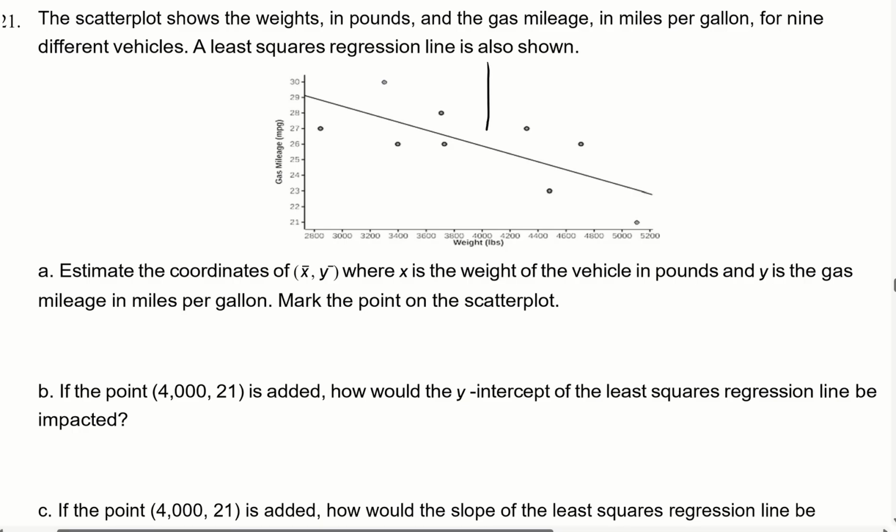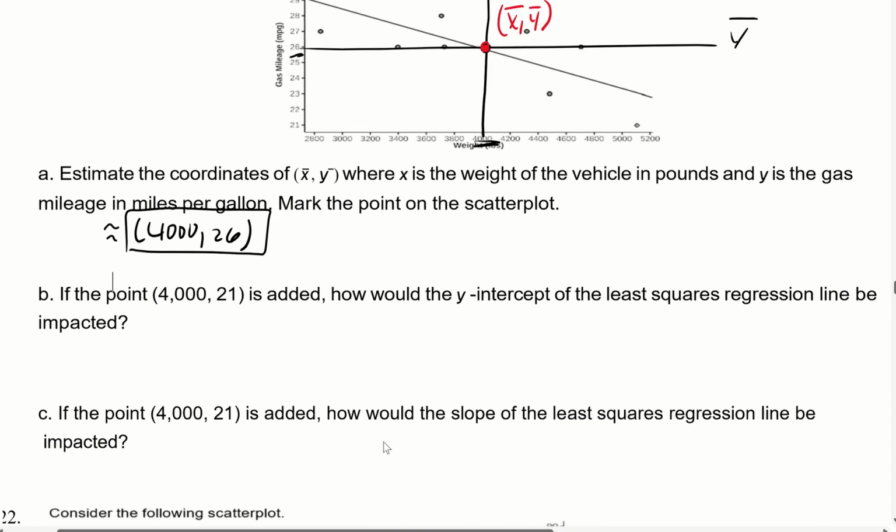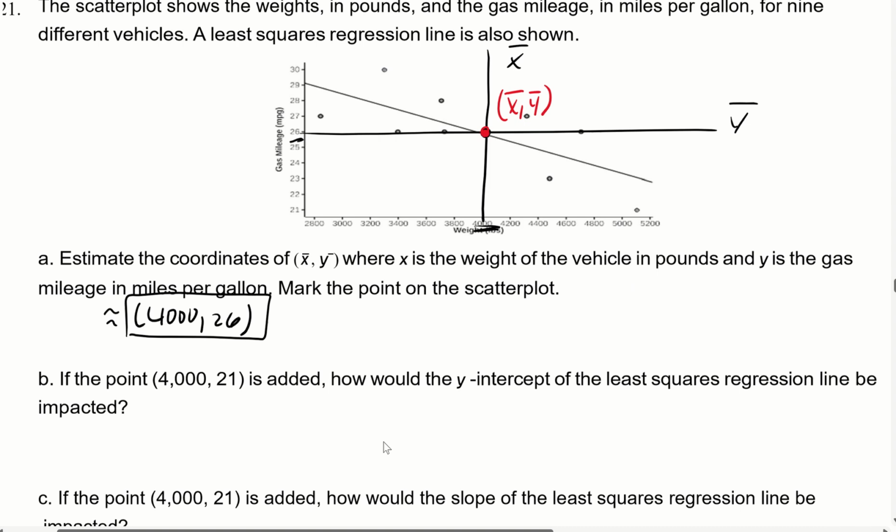If I were to estimate it, it'd probably be right here for x bar, and right around here for y bar. And the x bar, y bar point has to be on the regression line. It can't not be on the regression line where they cross. So it looks like it's about 4,026, so approximately 4,026 would be my point. If the point 4,021 is added, how would the y-intercept be impacted?